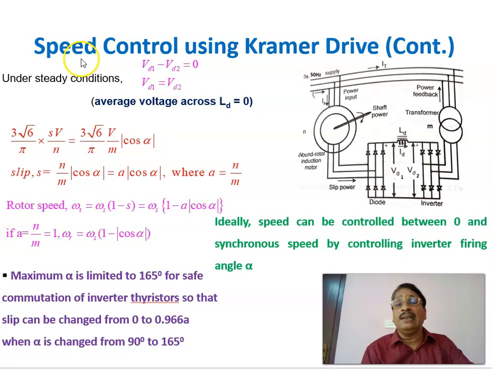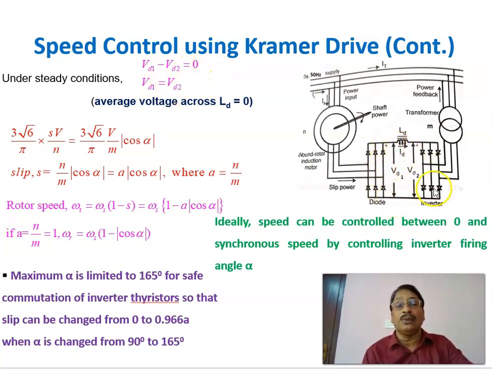In the previous slide, we have derived the equation for VD1 and VD2, and now if you apply the Kirchhoff's voltage law to this loop, because here plus and here minus, similarly here plus and here minus. Now applying the Kirchhoff's voltage law to this loop, and also we know that average voltage across the inductor is equal to 0. Volt second balance, the average voltage across the inductor is equal to 0. Therefore VD1 minus VD2 equal to 0, or VD1 equal to VD2.